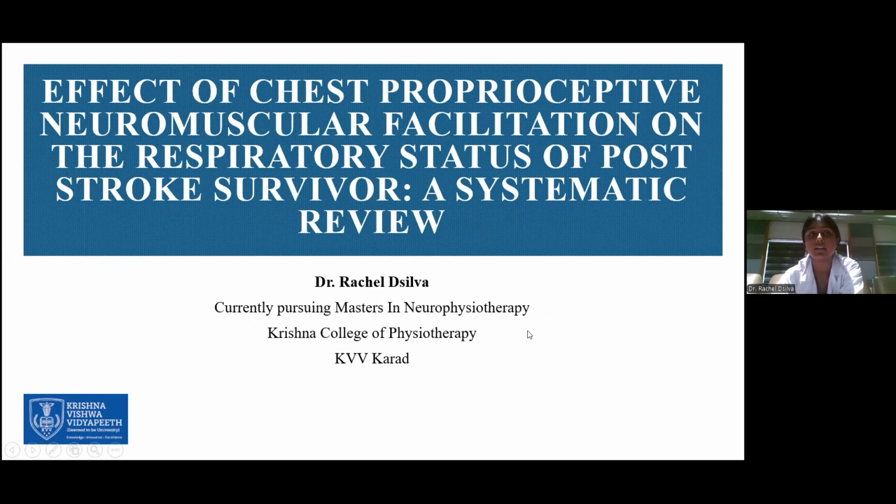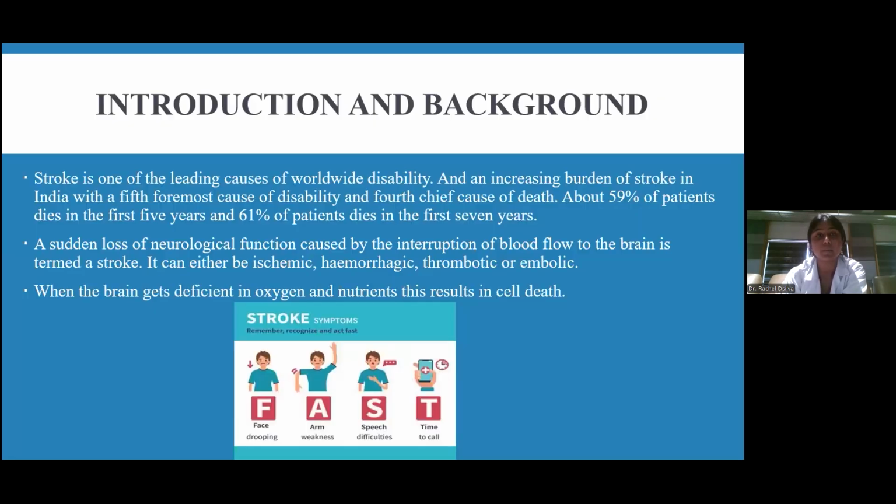Okay, I will start. I'm going to be presenting on the effect of chest proprioceptive neuromuscular facilitation on the respiratory status of post-stroke survivors, a systematic review. As we all know, stroke is one of the leading causes of worldwide disability and an increasing burden of stroke in India, with the fifth foremost cause of disability and fourth chief cause of death. About 59% of patients die in the first 5 years, and 61% of patients die in the first 7 years.